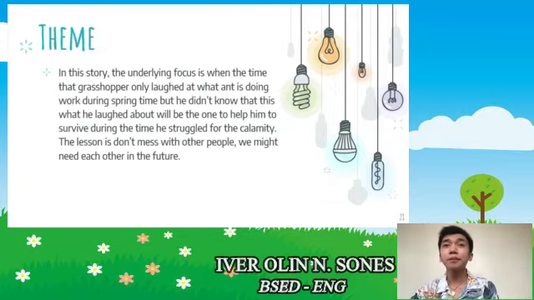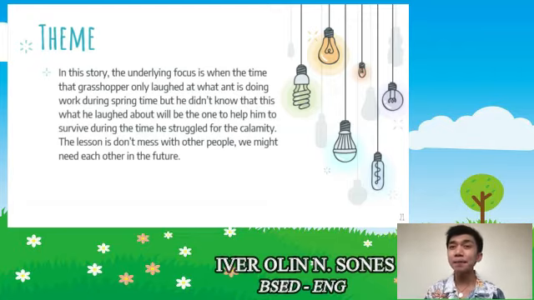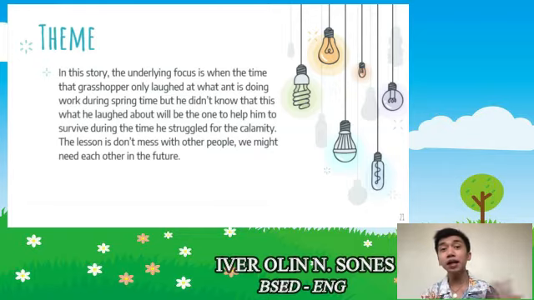Next is the theme. In this story, the underlying focus is the time that the grasshopper only laughed at what the ant was doing during springtime, but he didn't know that the one he laughed at would be the one to help him survive when he struggled during the calamity. The lesson is don't mess with other people. We might need each other in the future. A theme is something the writer wants the reader to discover.